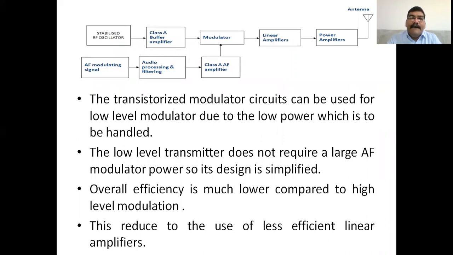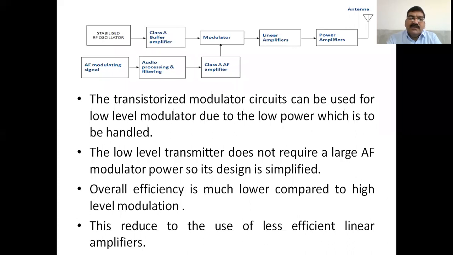The transistorized modulator circuit can be used for a low level modulator due to the low power which is to be handled. Okay, so here the question is why it is called the low level modulator. In the modulation we are using comparatively low power. That's why the circuit is called low level modulator. The components suitable for that are not much difficult to design, so transistors can be used for this modulator circuit.